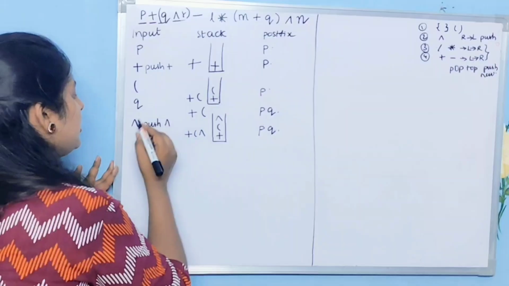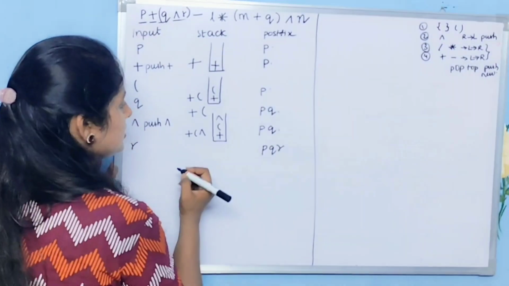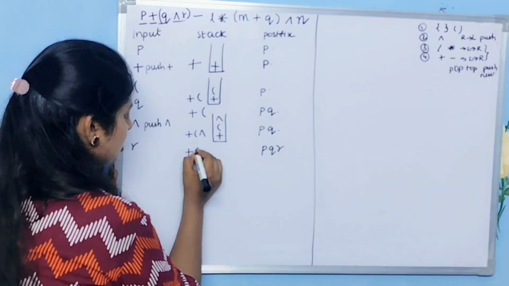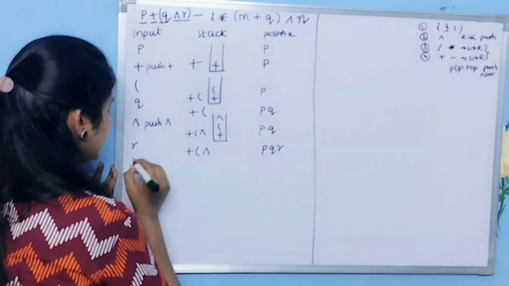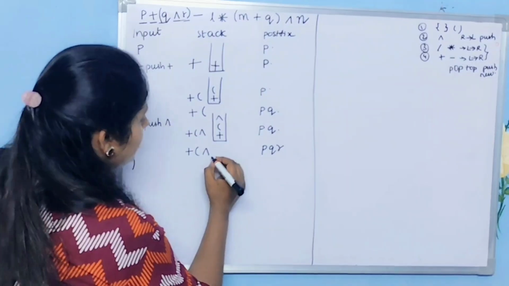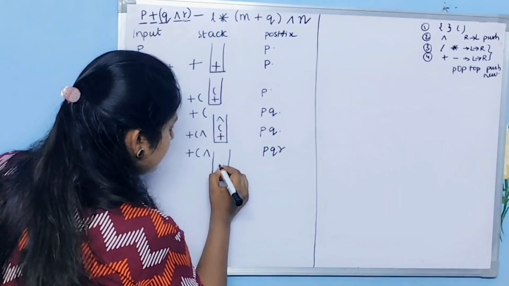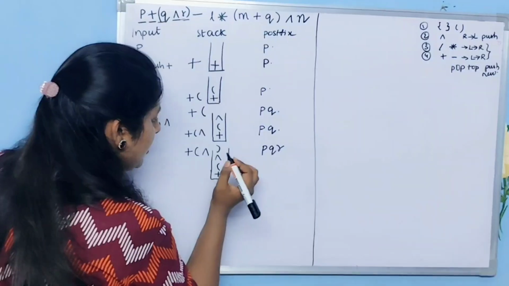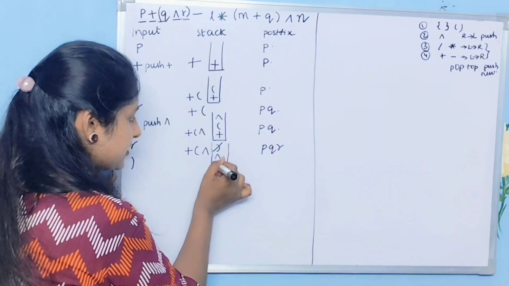So R should be directly added into the postfix expression, so there is no change over here again. Now it is a closing parenthesis, that is, right parenthesis. So now take this tag, plus. Okay. Now balance these parentheses first.